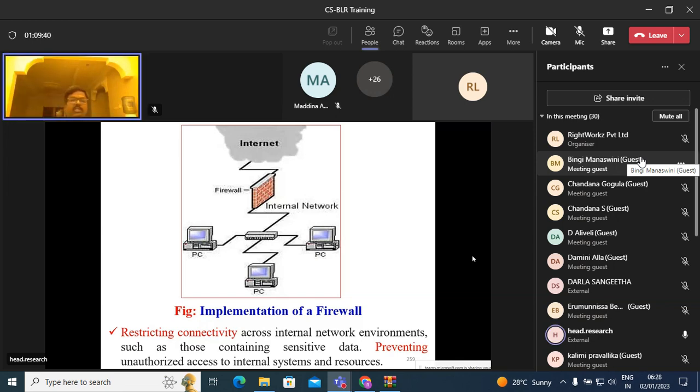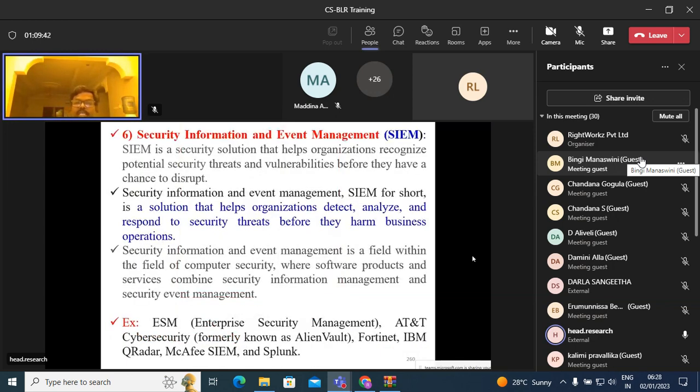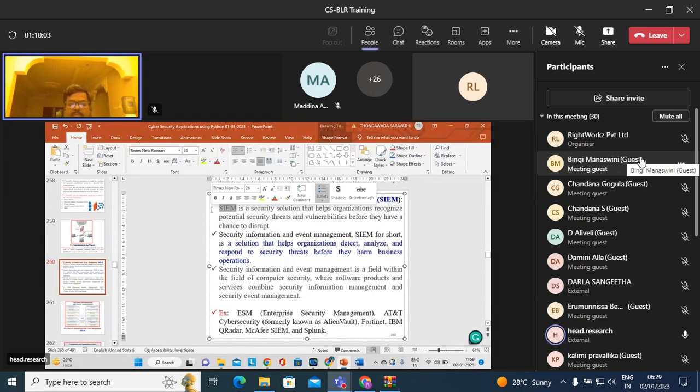Then the last topic is security information and event management, that is called SIEM. It is a security solution that helps organizations recognize potential security threats and vulnerabilities before they have a chance to disrupt. You can call it SIEM.